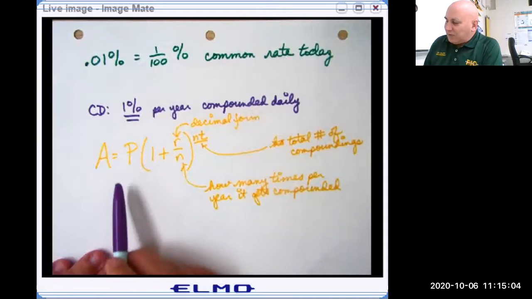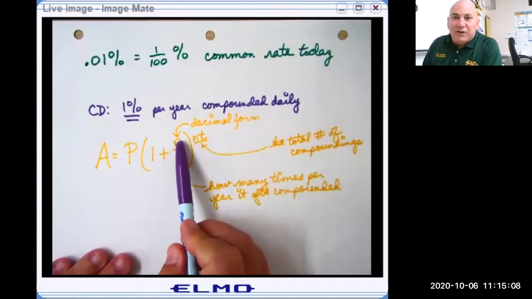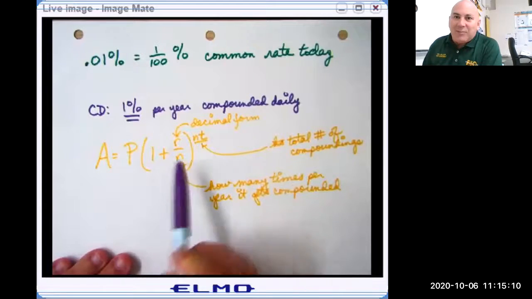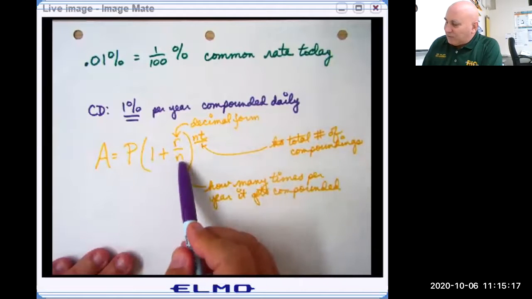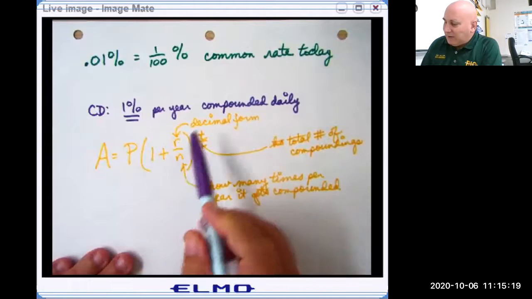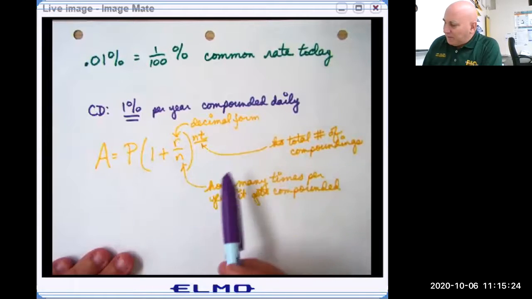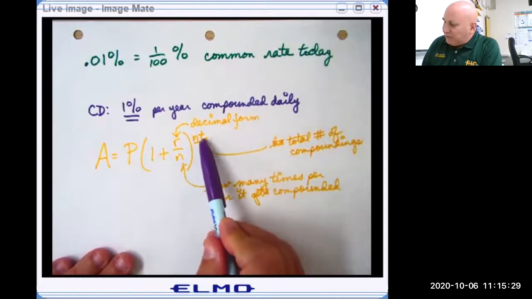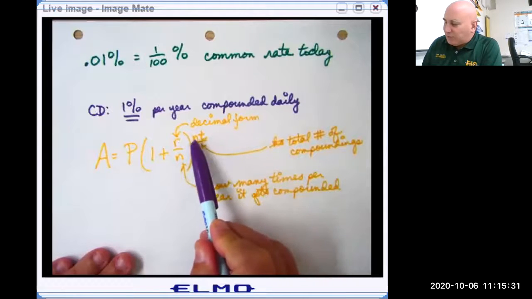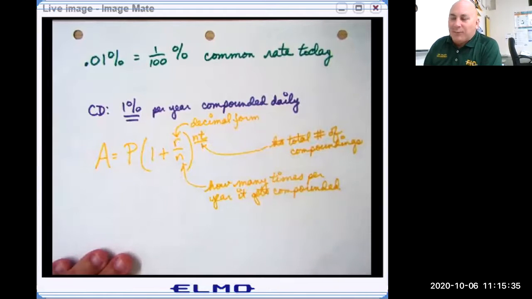So compound interest takes your interest rate, how much interest you get per year, and divides it by how many times you're going to get interest. Usually a bank pays you interest every day of the year, so you divide that interest rate by 365, and then you'd get it 365 times a year. So n is the number of times per year, t is the number of years, so n times t is the total number of compoundings, how many times you get interest.